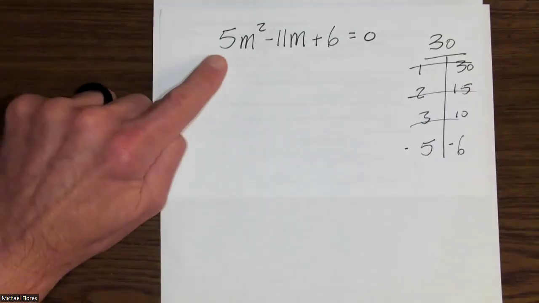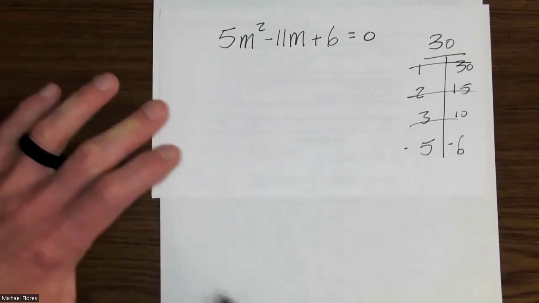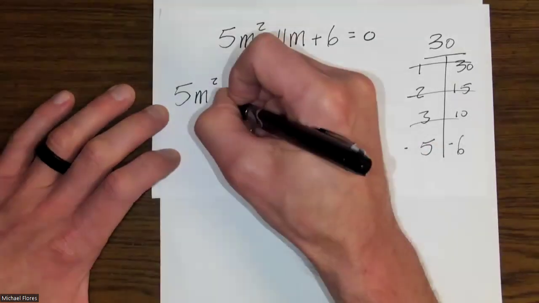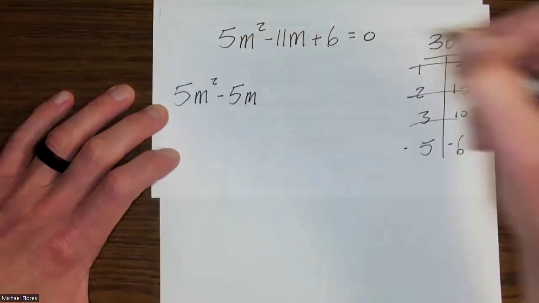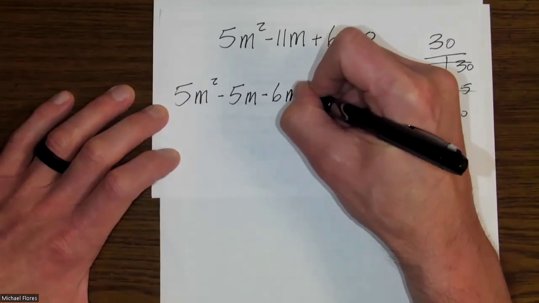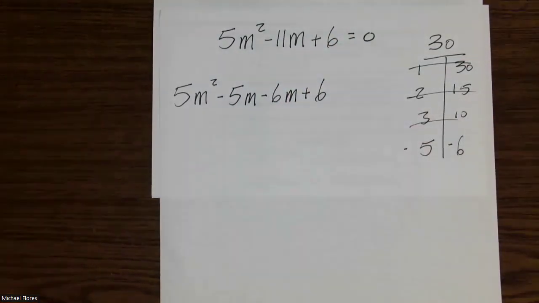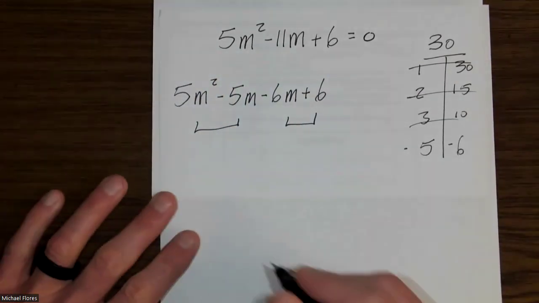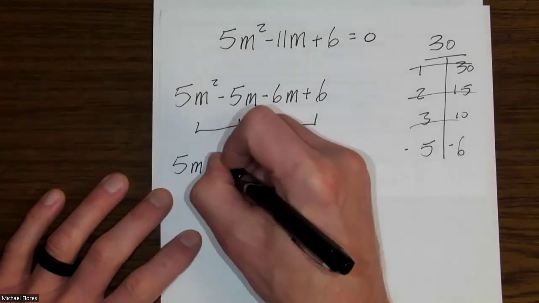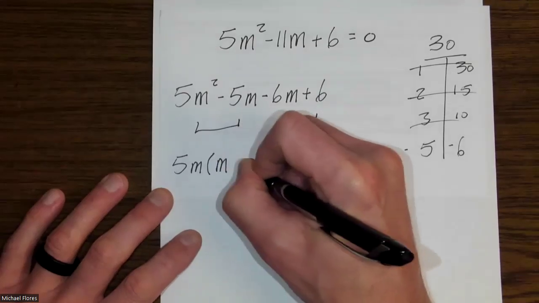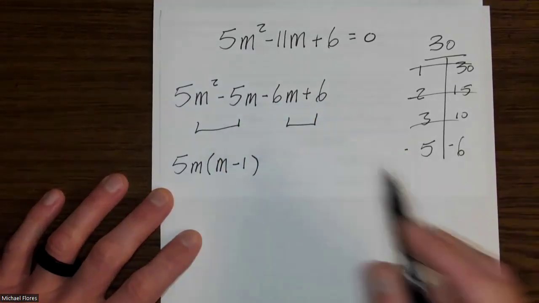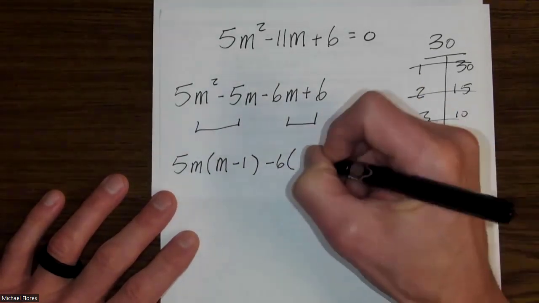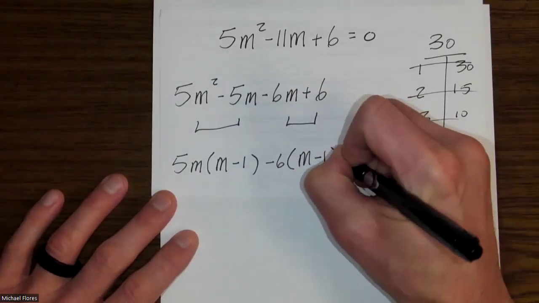We have to factor by grouping because there's now a number in front of m squared. So 5m squared. Let's substitute our factors here and give them an m. I'm not going to worry about the equals 0 for now. Group 1, group 2. Out of group 1, you can factor out a 5m. And if you divide group 1 by 5m, it leaves you with m minus 1. Group 2, you can factor out a negative 6. And if you divide group 2 by negative 6, that leaves you with m minus 1.